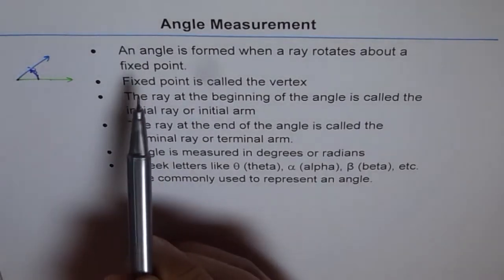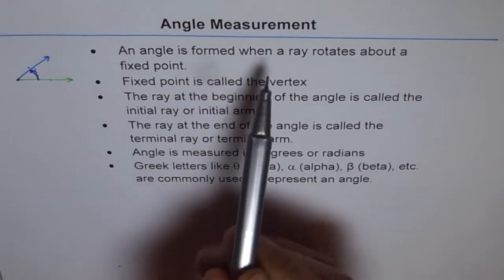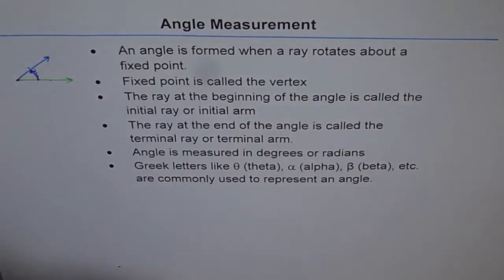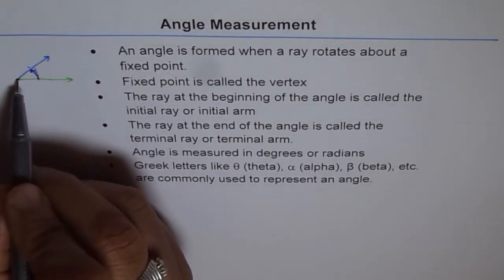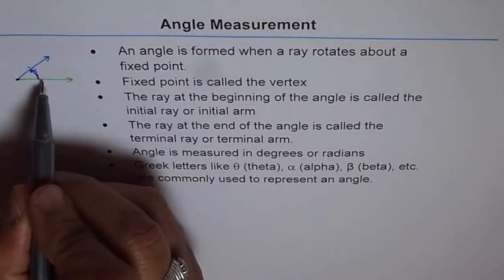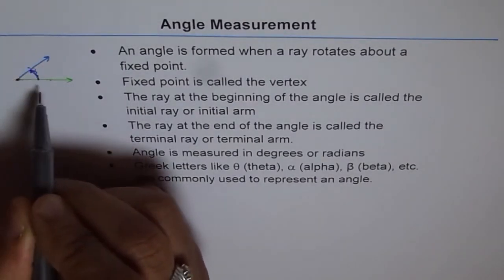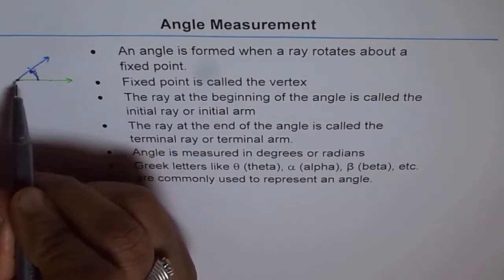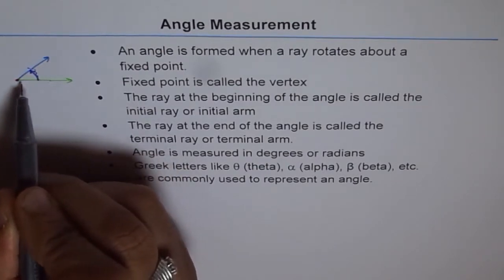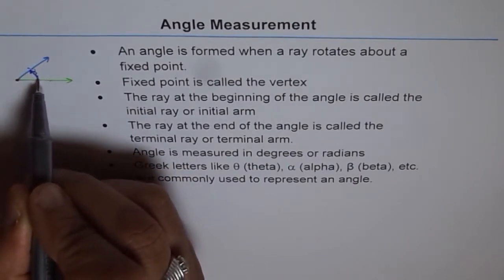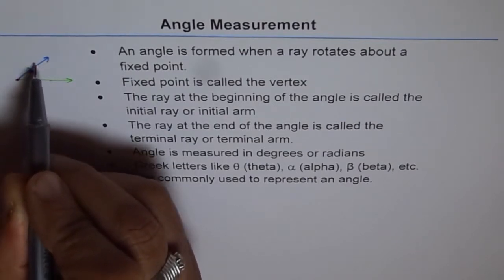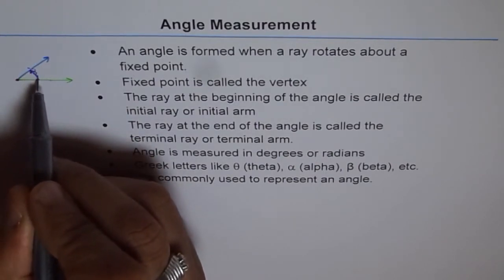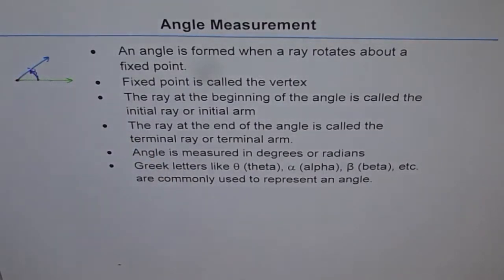So let's look into the definition once again. An angle is formed when a ray rotates about a fixed point, right? So that is our fixed point, and this is the initial position of the ray, and it rotates about the fixed point like this. As it rotates, it forms different angles, right? So let's take a snapshot. At this point, this ray rotated counterclockwise to that position. That is a snapshot, and in doing so, it formed an angle. So that is the angle which we are talking about.